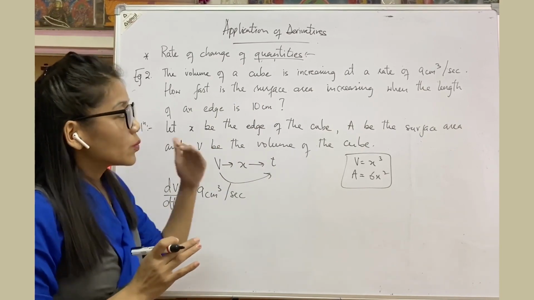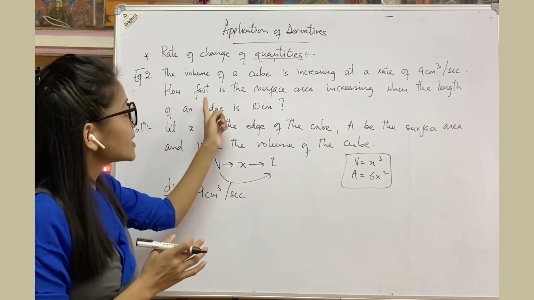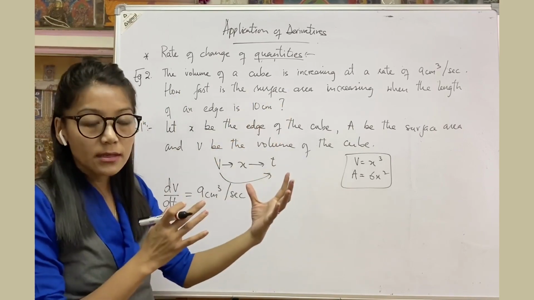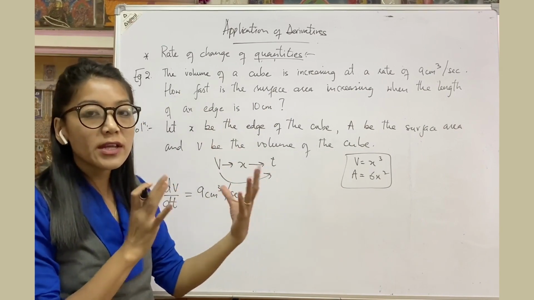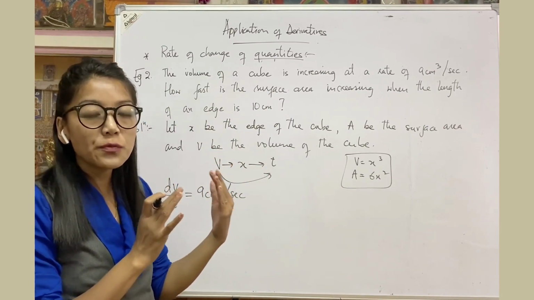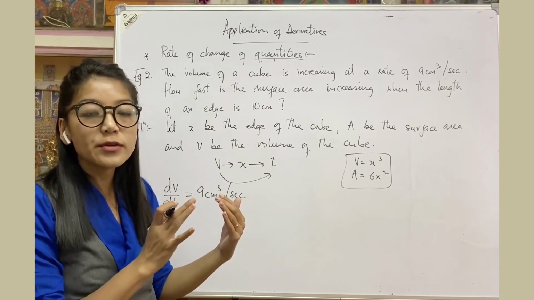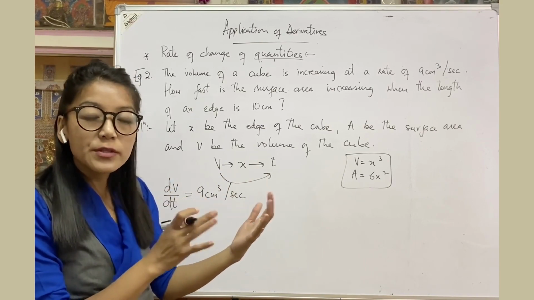Now we have to find out how fast the surface area is increasing, when the length of an edge is this. So now if you are given the rate of change of volume with respect to time, then you have to find the rate of change of surface area with respect to time.